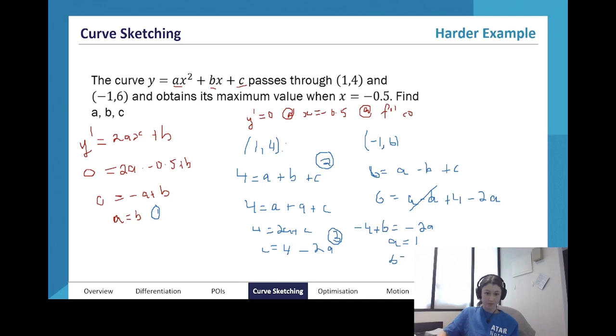Therefore, b is also going to be equal to 1, remember, because a equals b. And then we can sub this in here to find c. So we're going to get 4 take 2 times 1, which is just 2. So these are all of the values for a, b, and c. Again, I know this was a harder example. If you didn't quite catch everything, remember to look through the recording.